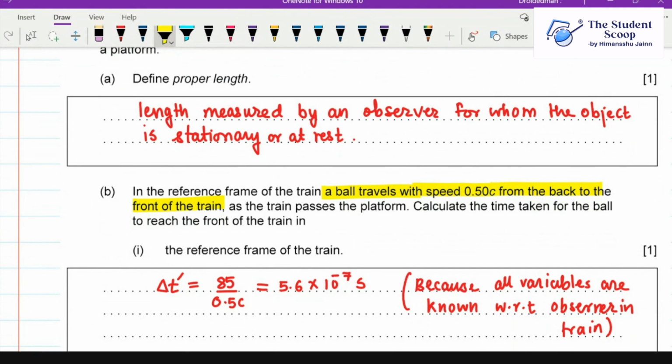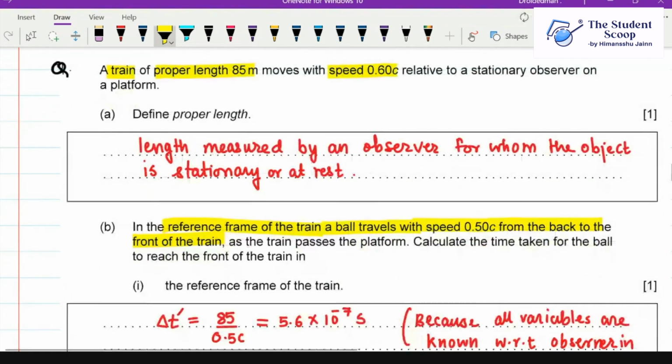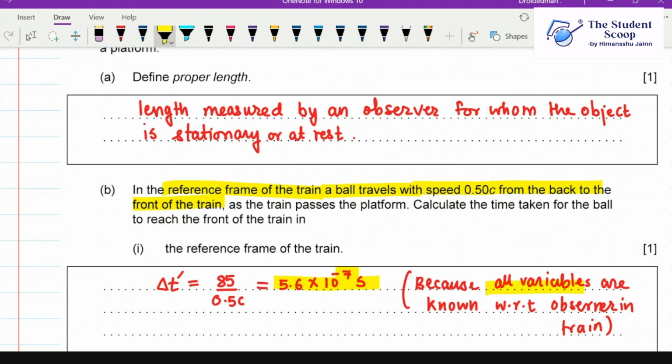So for the length of the train, the proper length will be measured by the person in the train itself. The speed of the ball is also measured by the person in the train. So for the person in the train, the ball speed is known, and the distance between the walls is known according to him. So he can calculate this time interval by taking distance over speed, which would be 5.6 into 10 raised to minus 7. Now this was easy because all the variables are known with respect to the observer in the train.